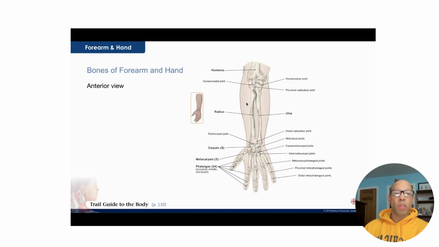So that shows the bones of the forearm again. So the radius, the ulna, then the 8 carpals. And then we go down into the metacarpals, which are more in the base of the hand here, the palm. And then the phalanges, the fingers that come off of there. Okay.